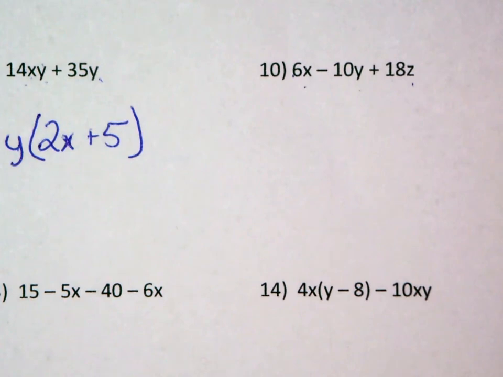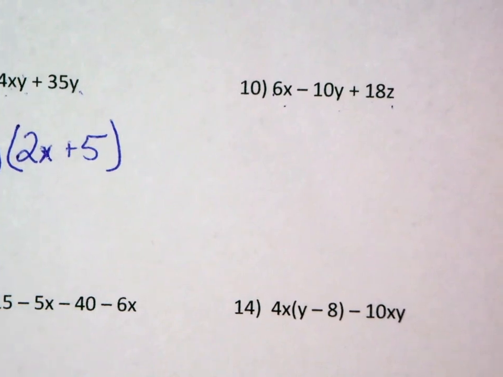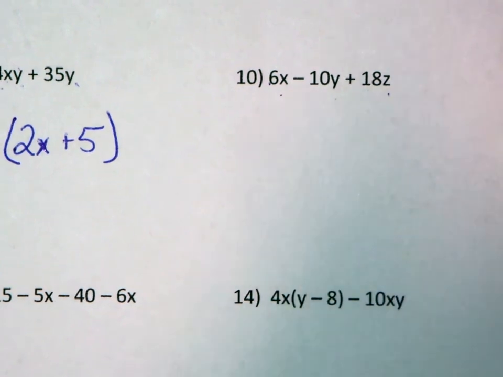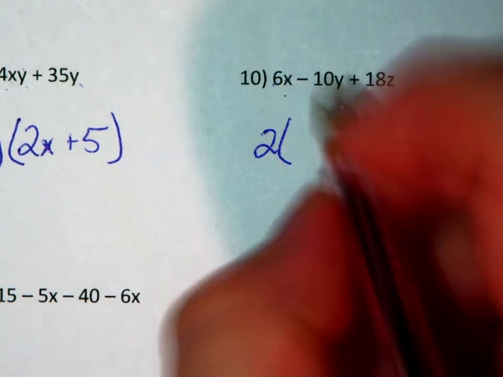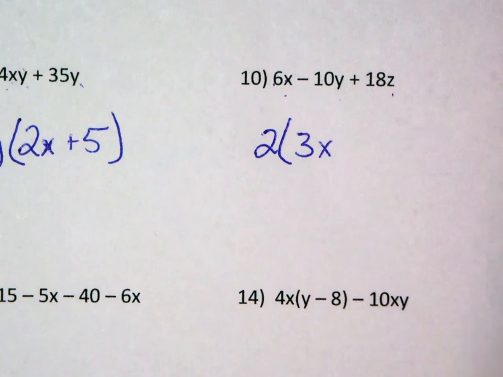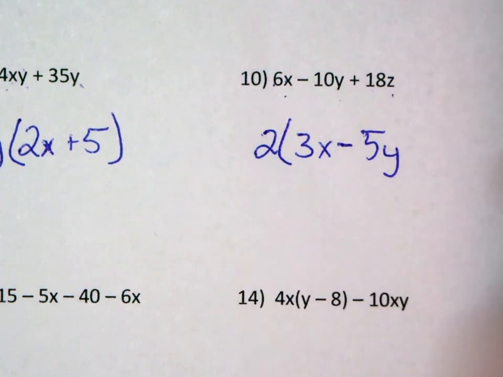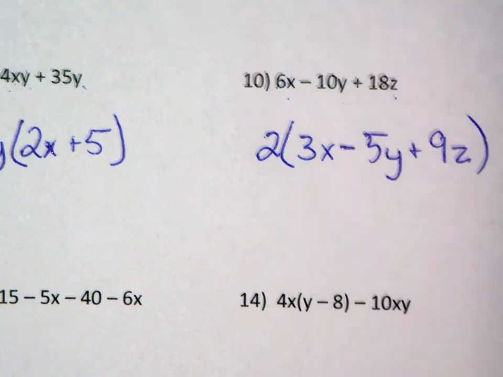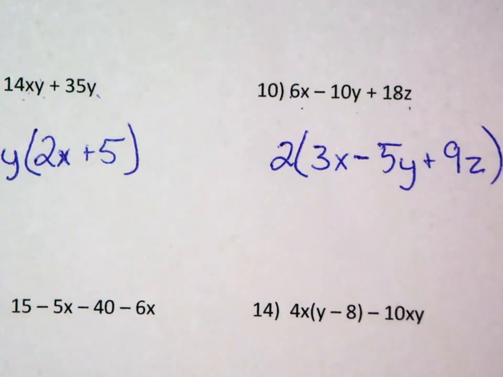And 6 goes into 18, but it doesn't go into 10. So it can't be that. 4 doesn't go into either of those additional numbers. It doesn't even really go into 6. So we're stuck with 2 being our greatest common factor. So 2 goes into 6x. Well, it goes into 6 3 times, keep the x. Goes into 10 5 times, keep the y. And it goes into 18 9 times, keep the z. So our final solution is 2 times the quantity 3x minus 5y plus 9z.